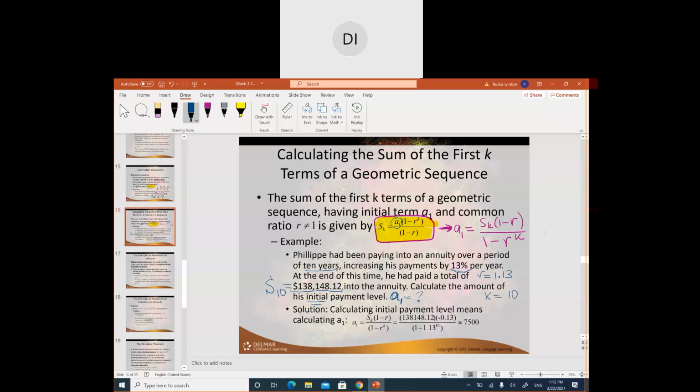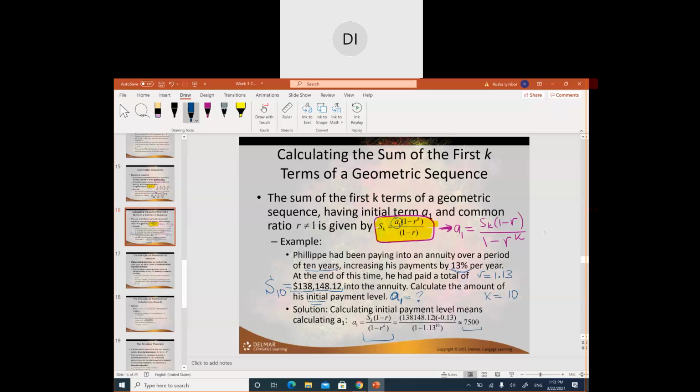And just plug it into this formula. So you have A1; there is the formula actually, they have it here. I didn't see that. So I'm going to plug it in. The S_k is 138,148.12. And then 1 minus 1.13 is going to be negative 0.13 over 1 minus 1.13 with exponent 10. And the calculator is going to give you this number. Okay? Everybody understand that? So the initial payment should be 750.